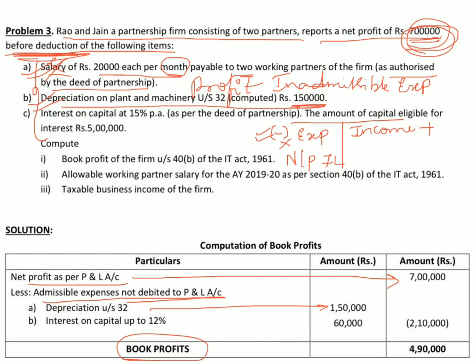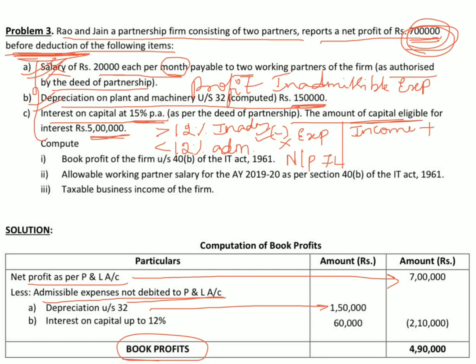The next point is interest on capital at 15% as per the partnership deed. The amount of capital eligible for the interest is rupees 5 lakh. So, interest on capital to the extent of 12% is admissible, and whatever exceeds 12% will be treated as inadmissible value. Now, we had discussed this in the previous session. If it is more than 12%, then it is an inadmissible expense. If it is below the limit of 12%, then it is admissible.